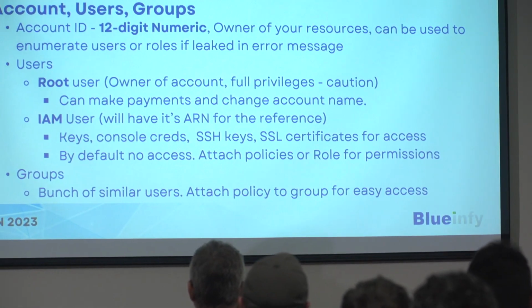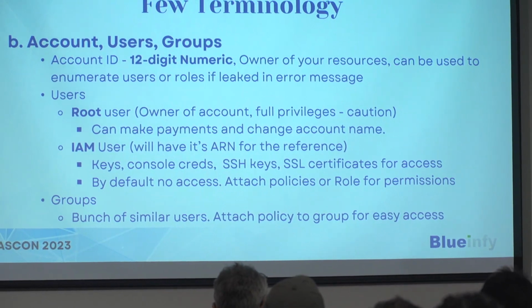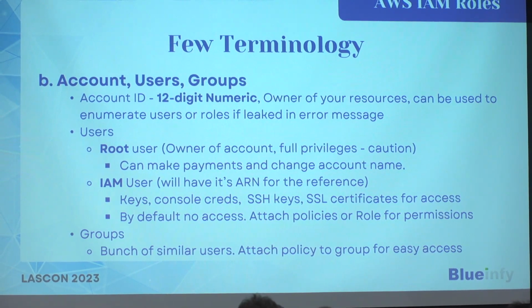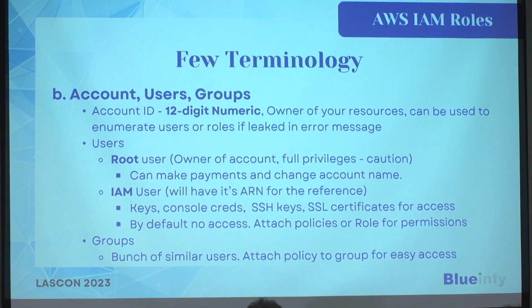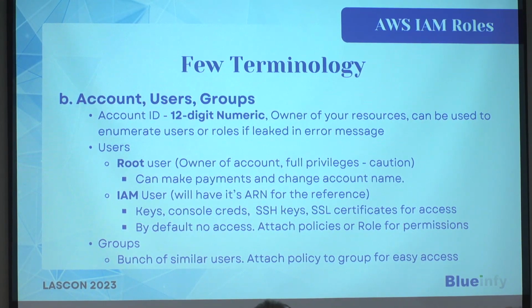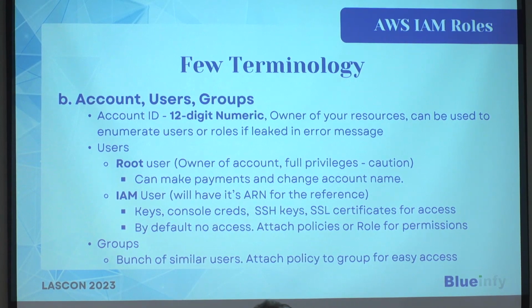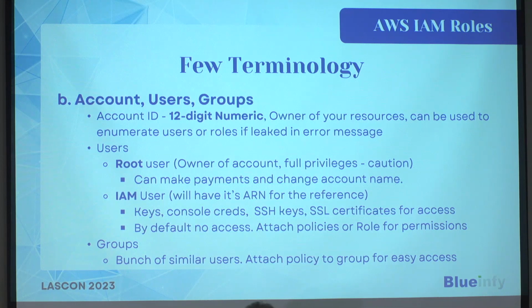When you have a user, there are 2 types of user in AWS. One is the root user, and one is the IAM user. The root user has very high privilege. He can make payments or change the account name. When you create any account, the root user is automatically assigned. And an IAM user has console access, SSH keys, certificates. So you create a policy for a role and you attach that role to the IAM user.